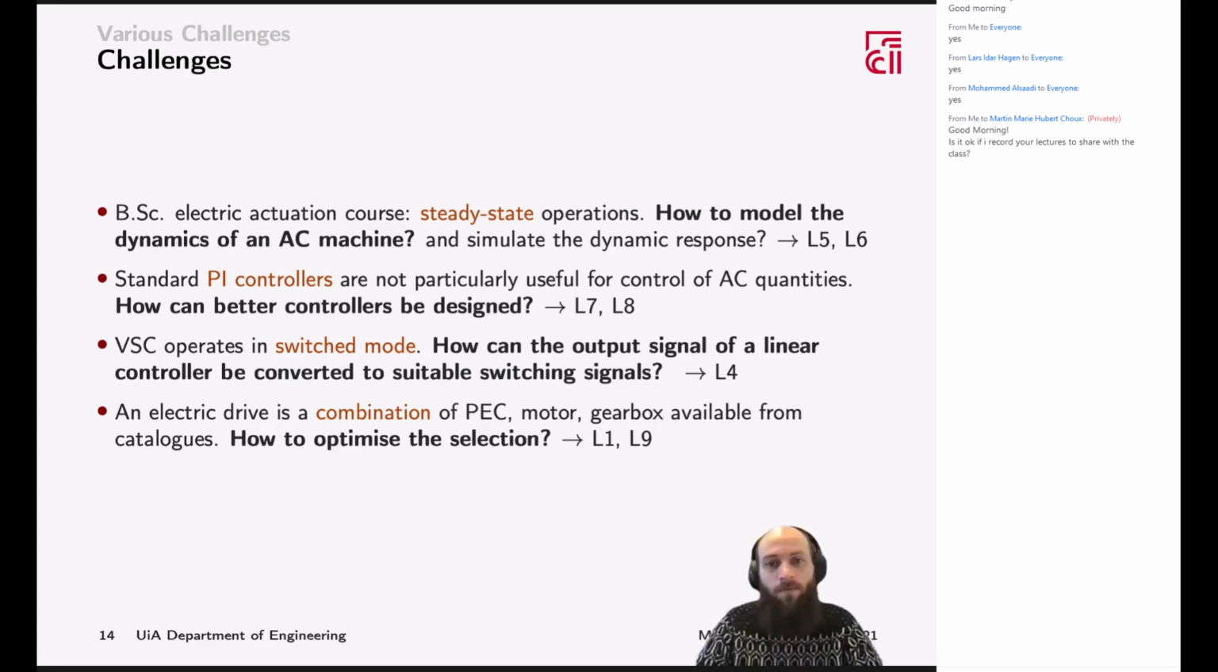And then we will also look at how the output signal of a linear controller can be converted into suitable switching signals, so how to go from DC to AC signals using switching mode. This is done in lecture 4. And the last challenge is how to optimize the selection of components, because we have a PEC, motors, and gearboxes that are available in catalogs, and what we want is to find the best combination of these. We will reuse some of lecture 1, but mainly we will look at it in lecture 9.